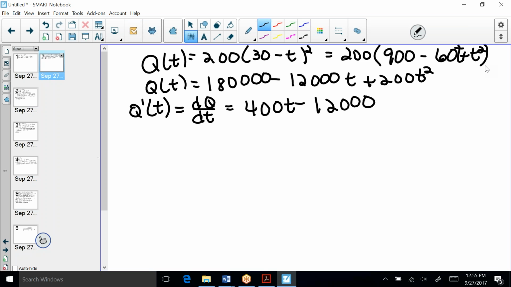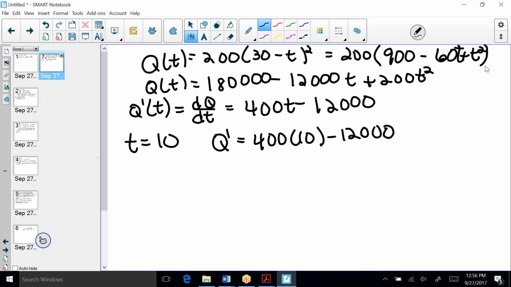So it's going to tell us how fast, what is the rate of change at which the water is flowing out of that tank. So the first question is, how fast is the water running at the end of 10 minutes? How do we find that? Plug in t. So when t is 10, q prime is equal to 400 times 10 minus 12,000. And that's going to be 4,000 minus 12,000, and that's going to be negative 8,000.